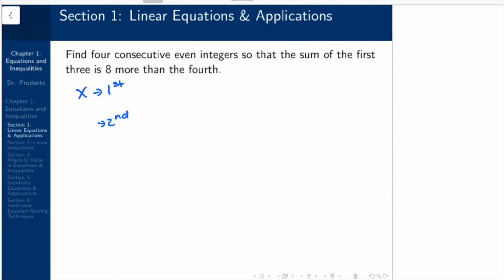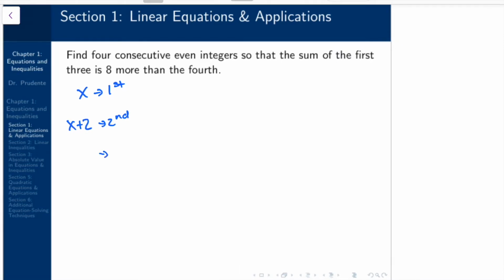So if x is my first even integer, my next even integer has to be 2 away from that, x plus 2, right? My third even integer has to be 2 more than that, and my last even integer has to be 2 more than that, right? So these are going to be my consecutive even integers.